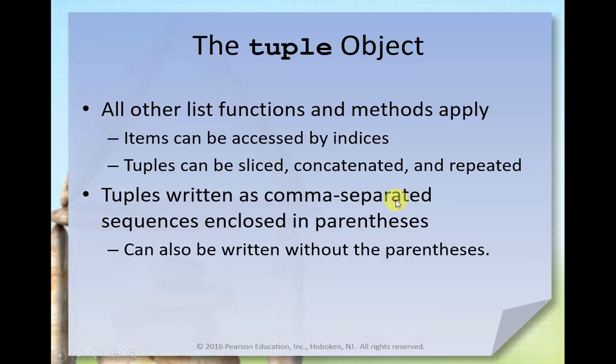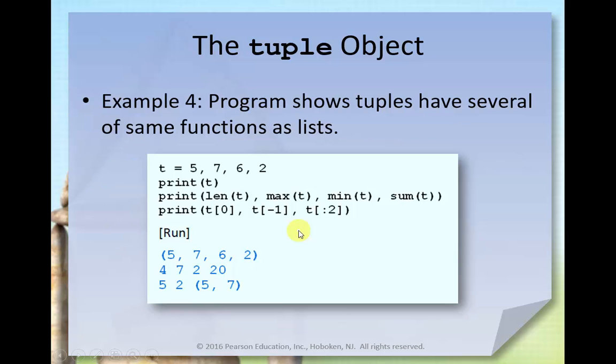They're written as comma-separated sequences that are being closed in parentheses, or even without the parentheses. So here's an example of a tuple. Just by setting this up as t equal 5, 7, 6, 2. That's a tuple. It's separated elements. Could have the parens on the outside, but this one doesn't.